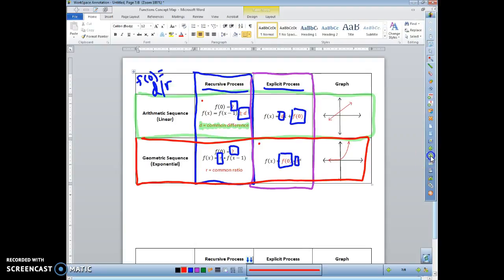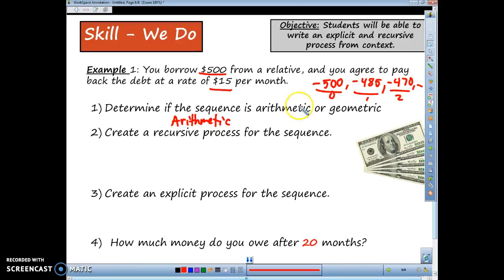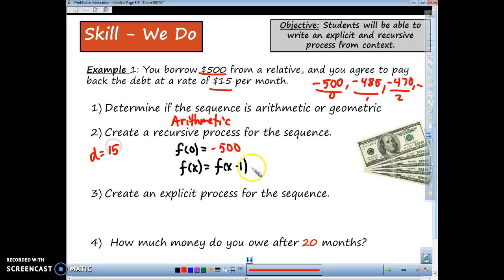So looking at our problem, our f of 0 in this case, and this is how you write it, f of 0 equals, well, that is equal to negative 500. And f of x is equal to f of x minus 1, and then plus the d value. And in this case, our d value is 15, so I add 15. Notice how I put these in red. That's the only part you fill in.